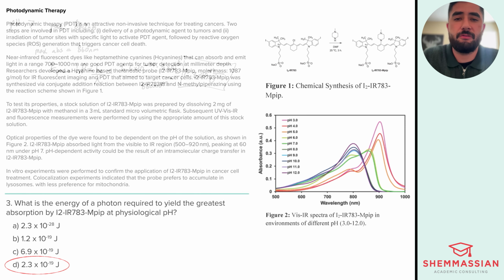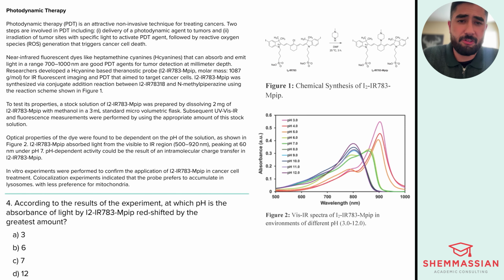Now let's jump into question 4. It states, according to the results of the experiment, at which pH is the absorbance of light by MPIP redshifted by the greatest amount? We look at the answer options and we have pH 3, 6, 7, and 12. So we have values that stem from very acidic, like 3, pretty neutral, B and C, and then 12, pretty basic. And so a thing to keep in mind here is similarities, pairs, and differences. We have 1 acidic, we have 1 basic, and we have 2 that are neutral, or fairly neutral.